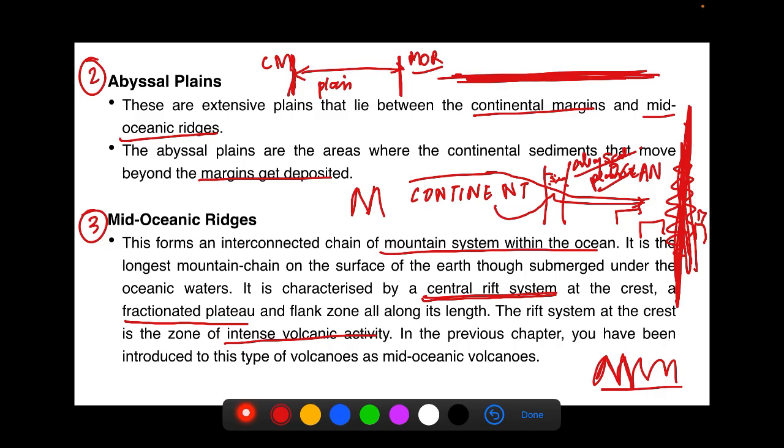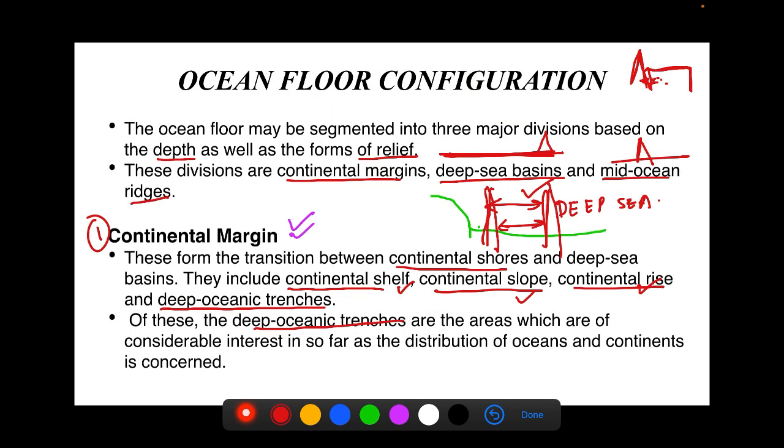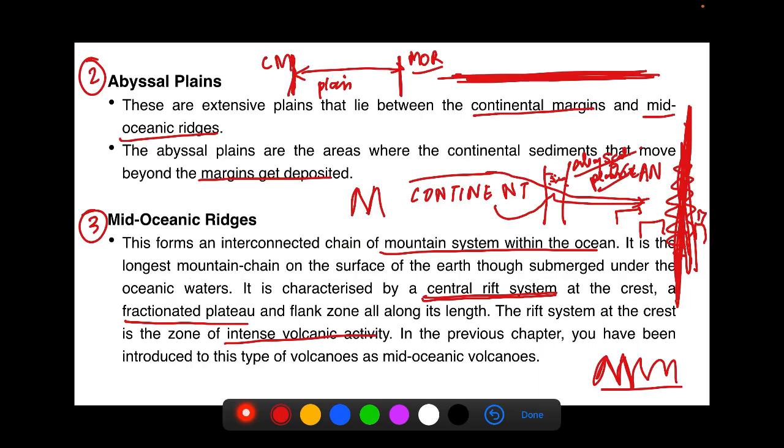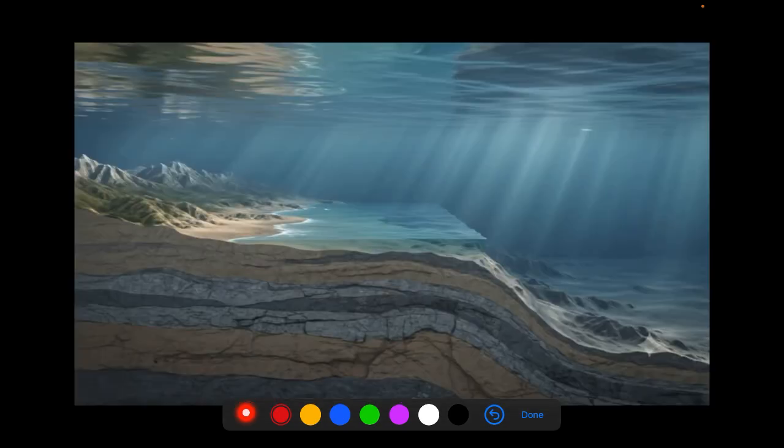So we have seen that there are three divisions of oceanic floor configuration: the continental margin, abyssal plain, and mid-oceanic ridge. Now let's see an animated video to discuss these further and to understand and imagine.